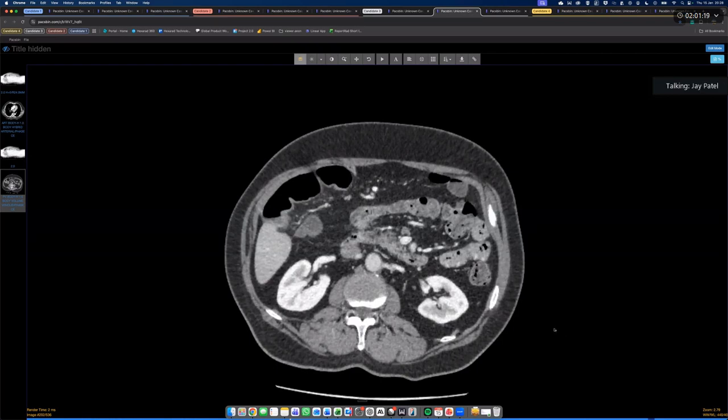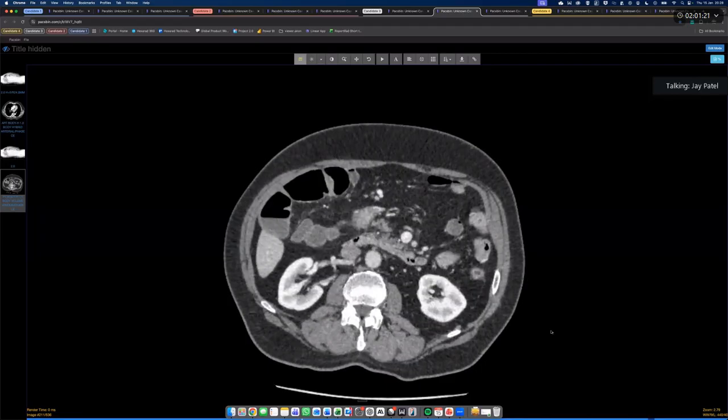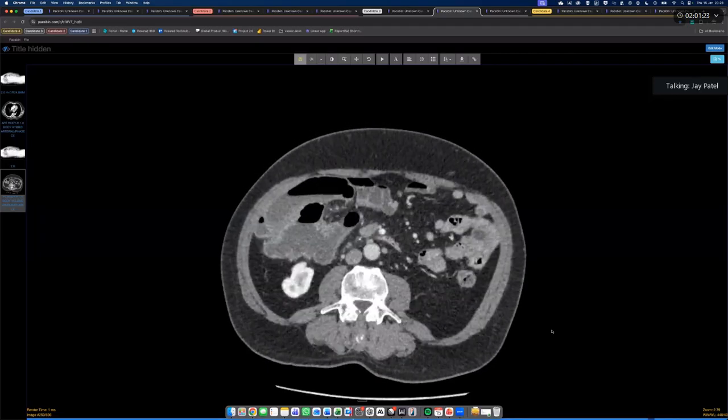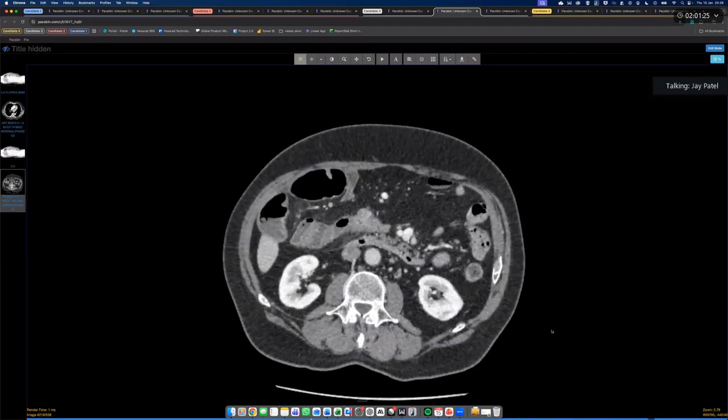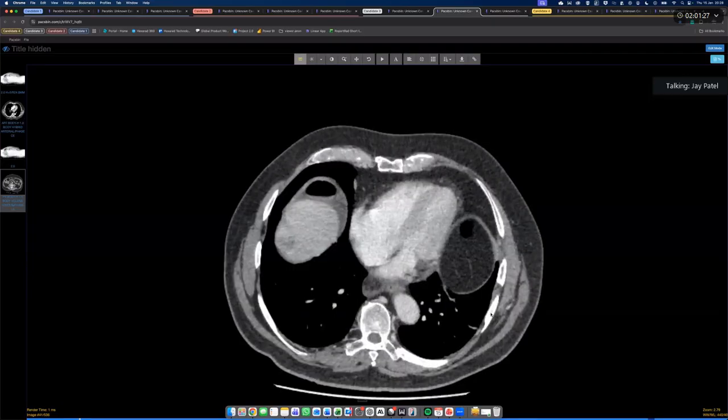Good. Right, I'll take over the mouse. Great job. Well done. Really well done. So let me walk you through the findings.